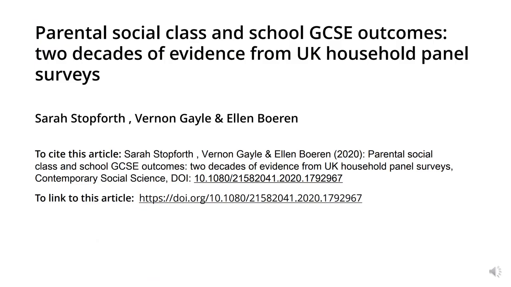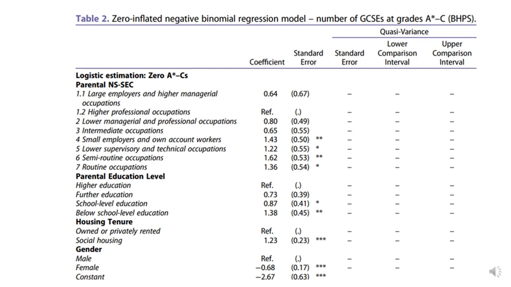Here is an example of an empirical paper that has just been published that employs models for count data. A stellar early career researcher, Dr. Sarah Stopforth, and her colleagues model the number of school GCSEs gained at grades A star to C. They undertake a sensitivity analysis comparing alternative statistical models suitable for count data. Then they use a negative binomial regression model rather than a Poisson model because there is evidence of overdispersion. Negative binomial regression can be used for overdispersed count data, which is when the conditional variance exceeds the conditional mean. In their data set, there were high proportions of young people with zero counts, so a zero inflated model was used.